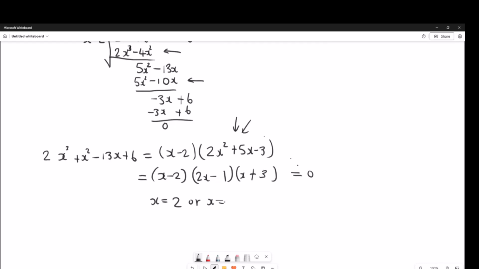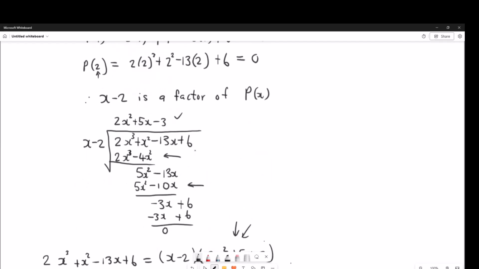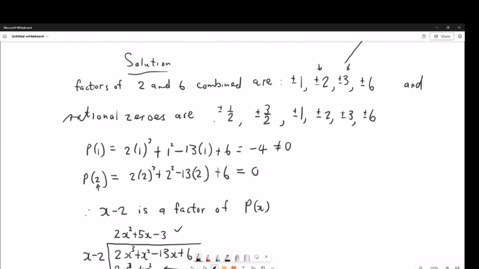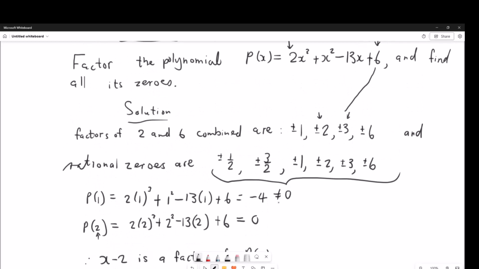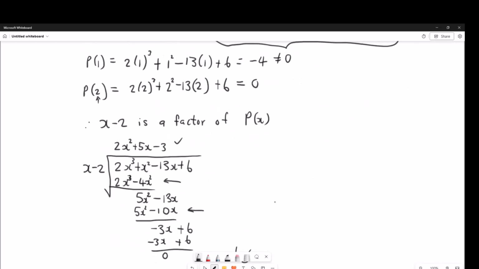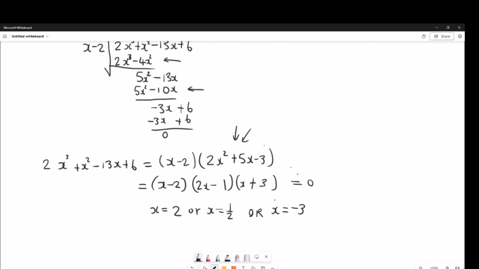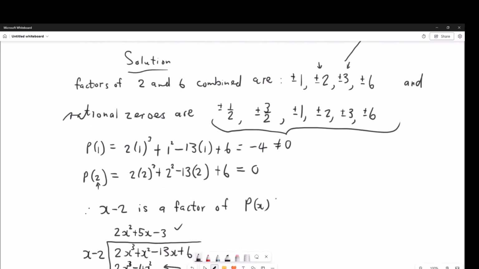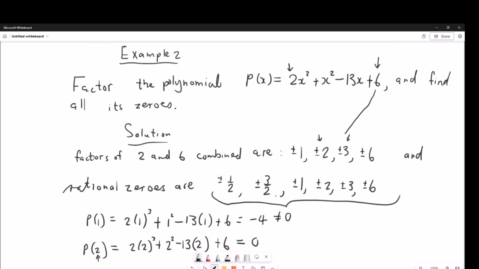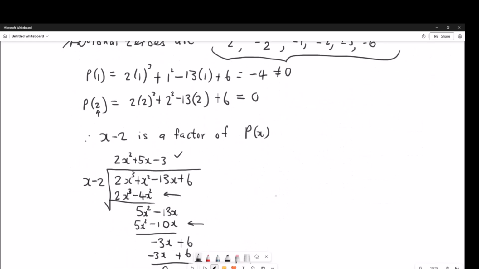x equals a half, or x equals -3. And remember what we said, guys. We said the possible zeros, all the rational zeros, were these ones. And look, 2 is there. A half is there. -3 is there. So those are the zeros. We factorized it, and then the zeros of P are those ones.